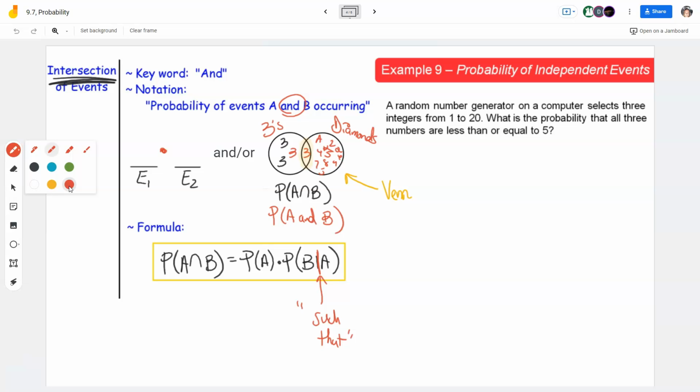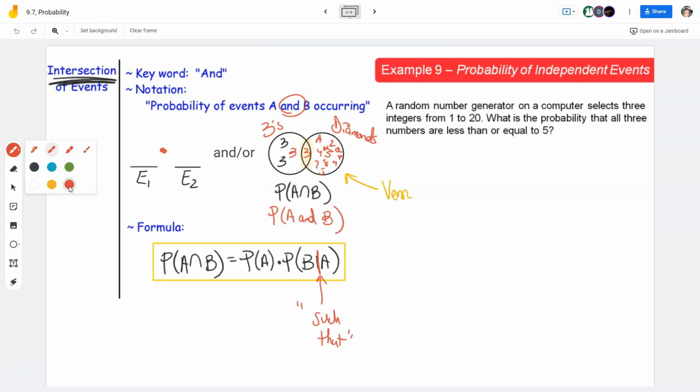A random number generator on a computer selects how many integers? 3, from what range of numbers? 1 to 20. And what are they asking me? What is the probability that what? All 3 are less than or equal to 5. Okay, so all 3 are less than or equal to 5. Probability says I need a percentage, and a percentage is really a decimal, and a decimal can come from a fraction. Review in your notes from last time.